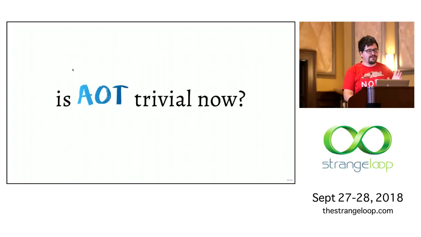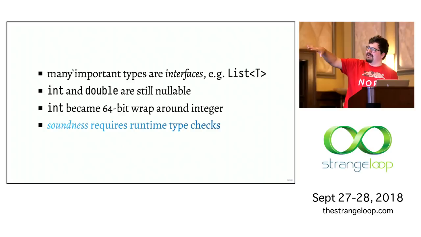But still, there are problems, because primitive types are still nullable. The int became from a big integer to a 64-bit integer, but on 32-bit platforms, you still have a problem with that, because you need to represent it as a pair and stuff like that. And the soundness requires type checks. It's a reasonable type system, which was retrofitted onto tons of existing code, so you couldn't just make it completely strict. You had to do some stuff.